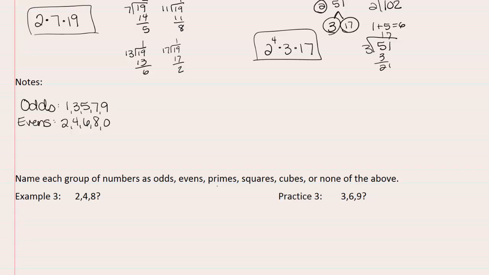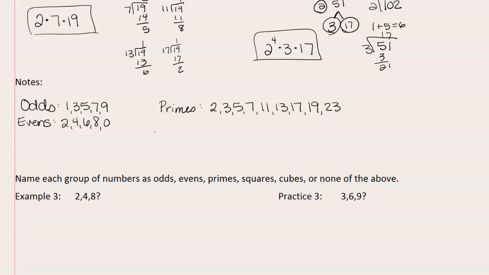It's also asking us about primes. So prime numbers are things like 2, 3, 5, 7, 11, 13, 17, 19, and 23 are the first few prime numbers. They go on forever after that, but those are the first few prime numbers that we know.